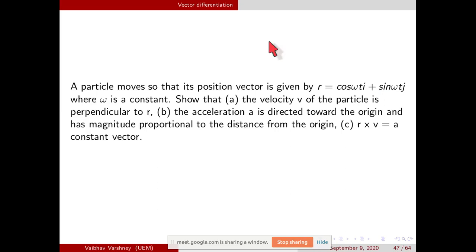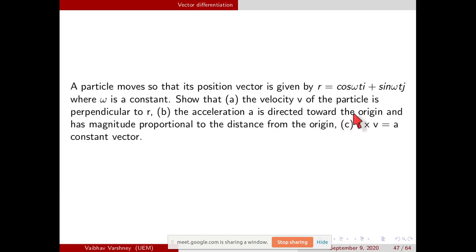So this is what we had to prove, that acceleration is proportional to the distance from the origin. This is done, and this negative sign shows that a is opposite to r, so r is outside, so a is inside. The acceleration is directed towards the origin. So two parts are done.